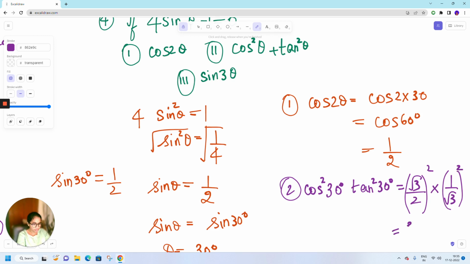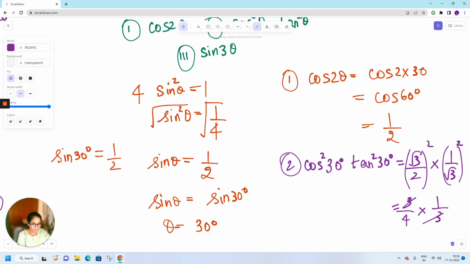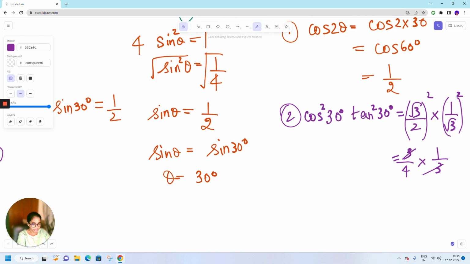So the value of this would be 3 divided by 4 into 1 divided by 3. 3 gets cancelled. So the final value is what? It is 1 divided by 4.